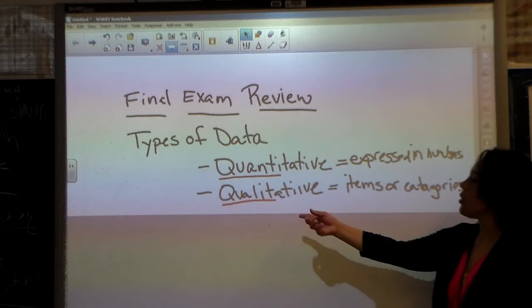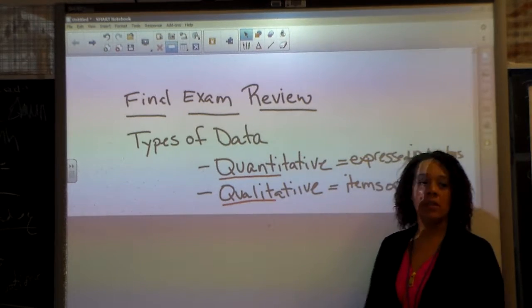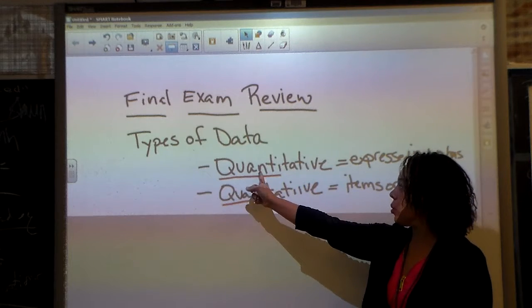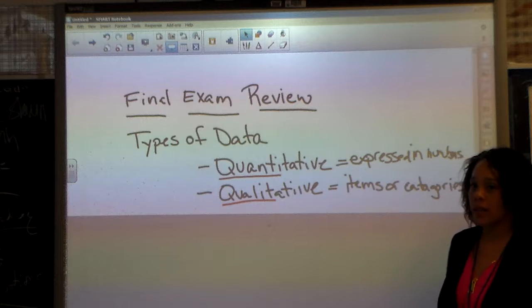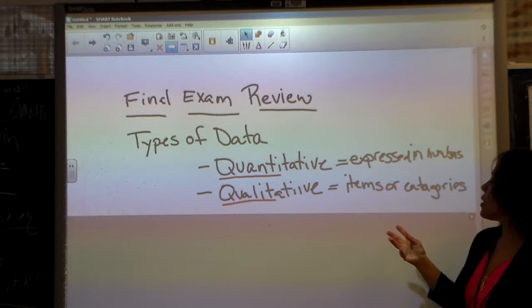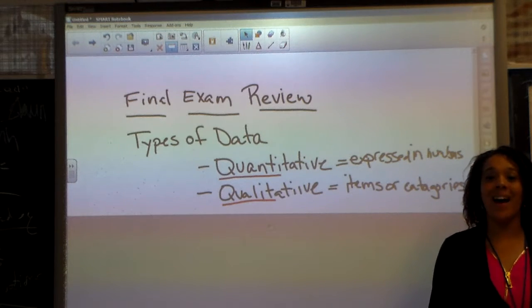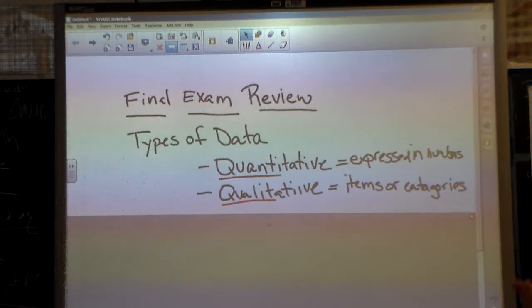The other type is called qualitative. So the only difference there is going to be between the quan and the qual. And so qualitative is like quality. And those are items or categories, things that are expressed not in numbers. It could be names or colors or foods, whatever it is, types of cars. So you have quantitative expressed in numbers, qualitative expressed in qualities, types, or categories.